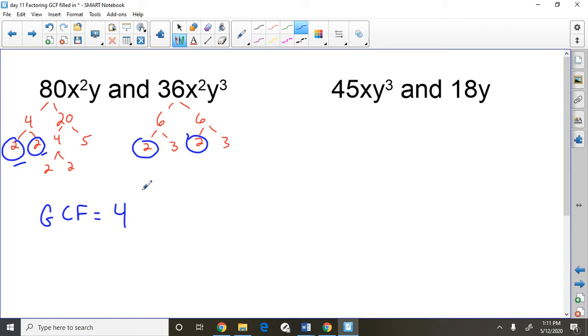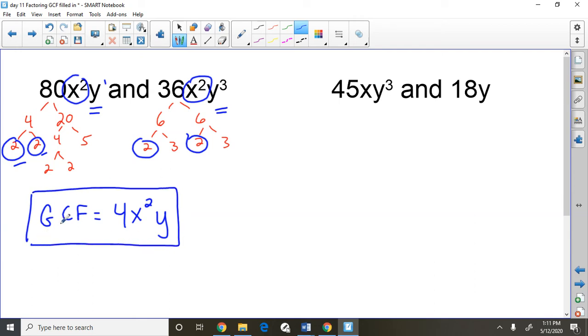And then I need to look at the variables. I have x squared and x squared. The lowest exponent is x squared. I have y and y cubed. Y is just y to the first. So my lowest exponent is y to the first, or just y. So you don't really have to do outwork for the variables. You just look for the lowest exponent.